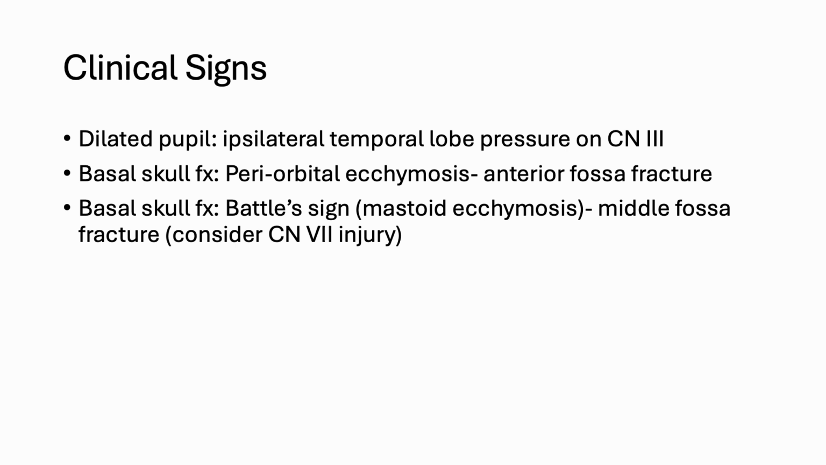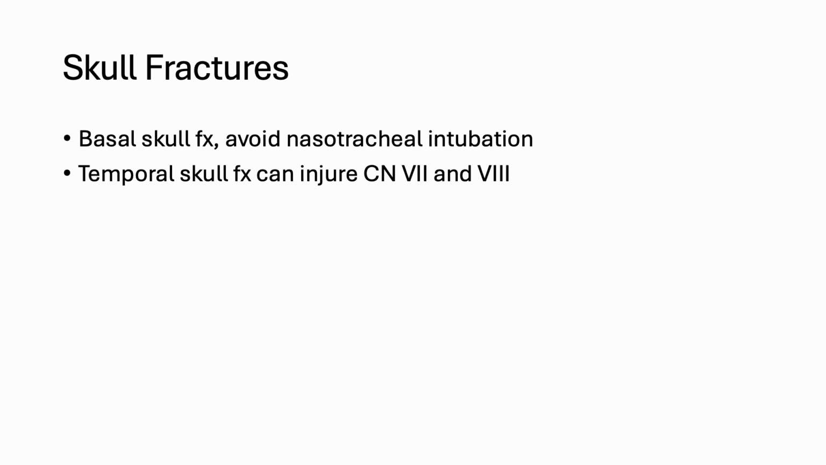Some of the clinical signs to look out for: dilated pupils mean that the ipsilateral temporal lobe is putting pressure on cranial nerve 3, causing the dilation. In a basal skull fracture, you can also see periorbital ecchymosis, and that clues you into an anterior fossa fracture, whereas in a basal skull fracture with Battle sign or mastoid ecchymosis, that's more so a middle fossa fracture, and you can consider a cranial nerve 7 injury in that case.